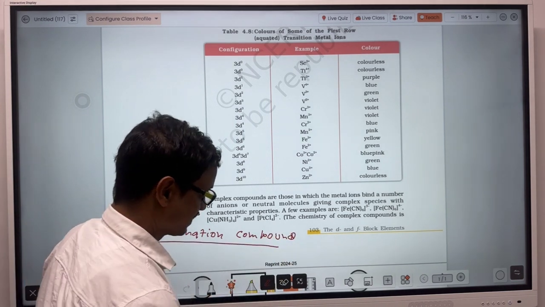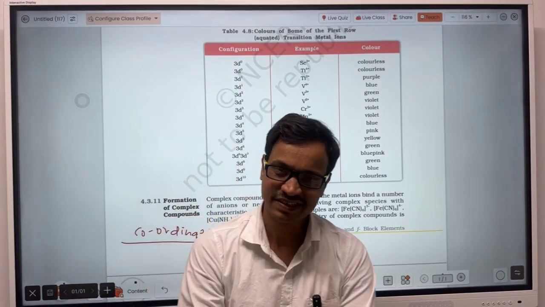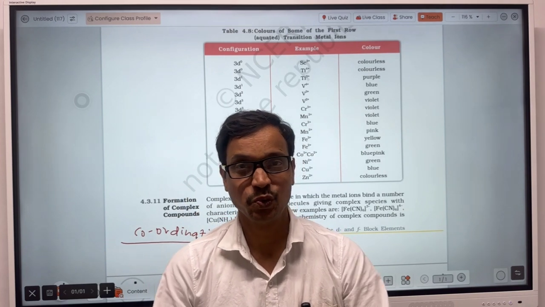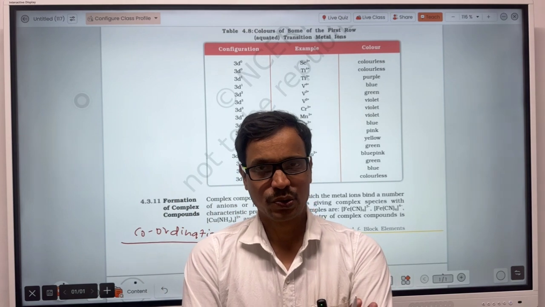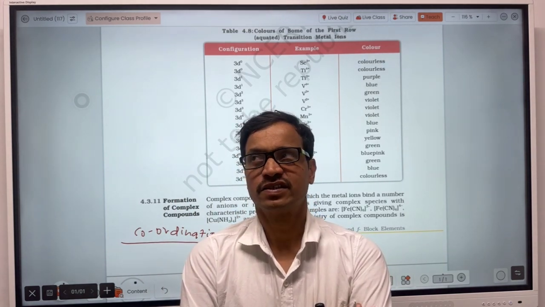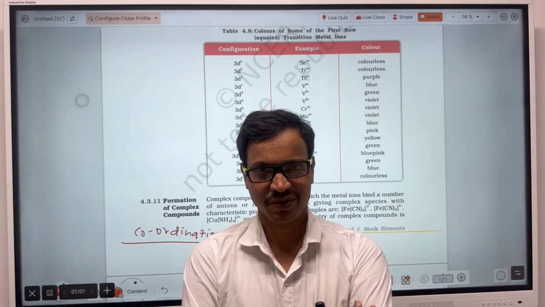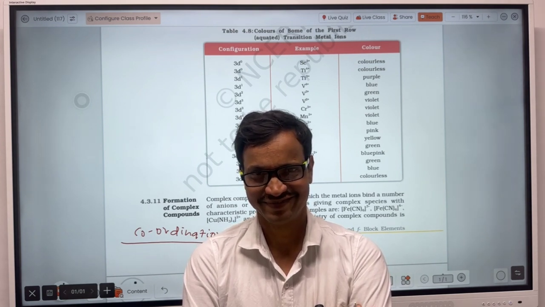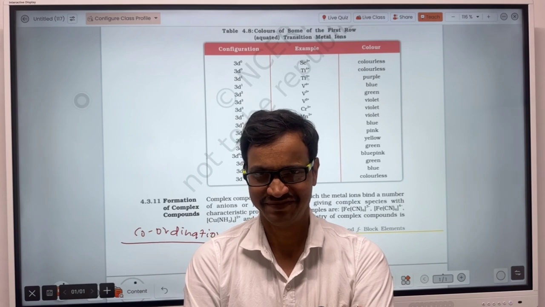So what is a coordination compound? A coordination compound is defined as a compound which shows two types of valency. One is called primary valency and the other is called secondary valency. The primary valency is satisfied through ionic bond and the secondary valency is satisfied through covalent bond. Therefore, the primary valency is ionizable and the secondary valency is non-ionizable.